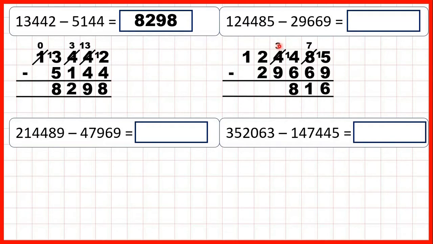9 is larger than 3, so here again we need to go to the left, 1 less, 1 in front. 13 minus 9 is 4, and we can't do 1 minus 2 because 2 is larger than 1, so again go to the left, 1 less, 1 in front, and 11 minus 2 is 9. Now we have 0 minus nothing, so we don't need to write anything in our hundred thousands place. Our answer is 94,816.